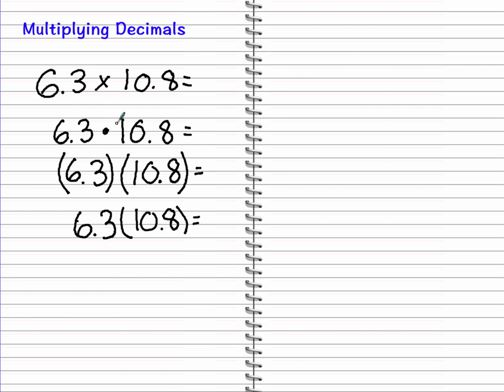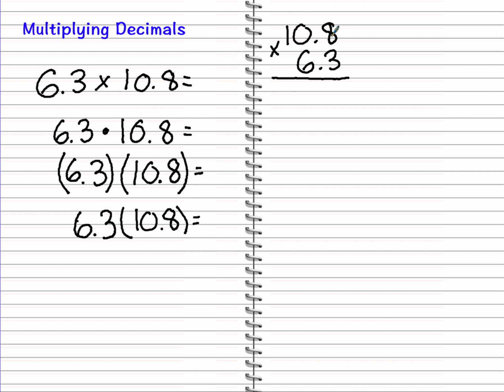Hopefully during your math career, someone told you that the number with the most digits should be on top. So I'm going to put 10.8 on top times 6.3. Remember, you don't have to line up the decimal, but this is just a coincidence that it lines up. And you are going to multiply like normal.